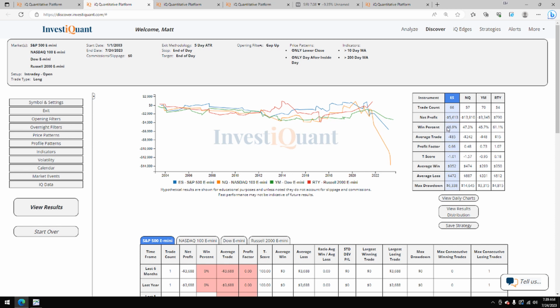If we take a look at the win rates on them, S&P coming in at 47% of these closing above the opening print for the day. That's also 47% in the NASDAQ, 46% in the Dow, Russell up at 61%.